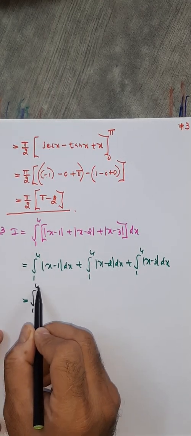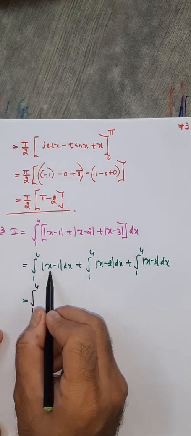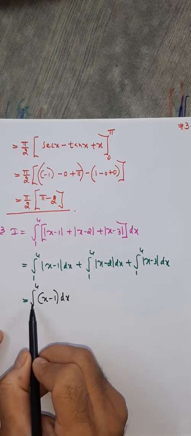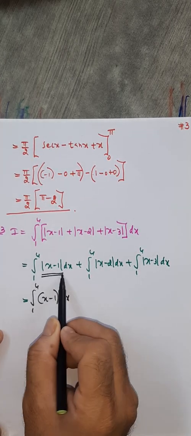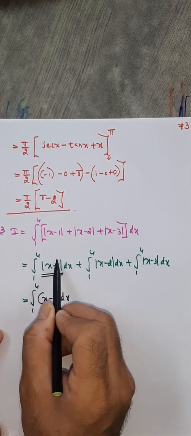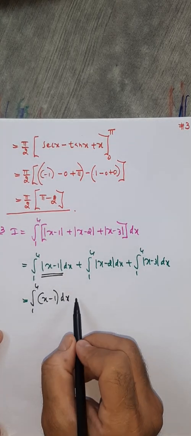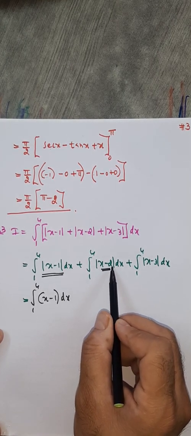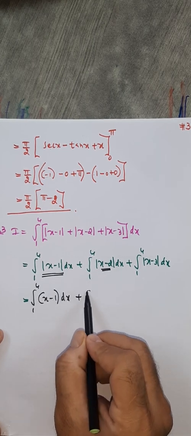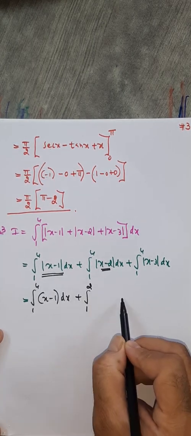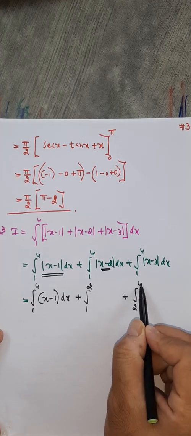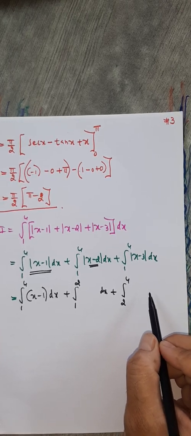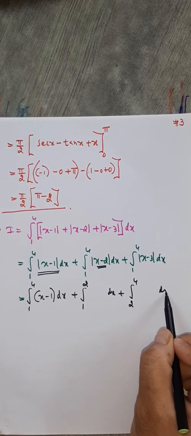Pick up any number from 1 to 4. Suppose I have taken 2, place it here. It would be positive, so it is just replaced by itself. From 1 to 4, this is always positive. Take any number from 1 to 4, you will notice that this is always positive. Now what about this? Where does this become 0? At 2. So we need to split into two limits here, 1 to 2 and then 2 to 4. This is from this, remember. dx. Here you have dx.